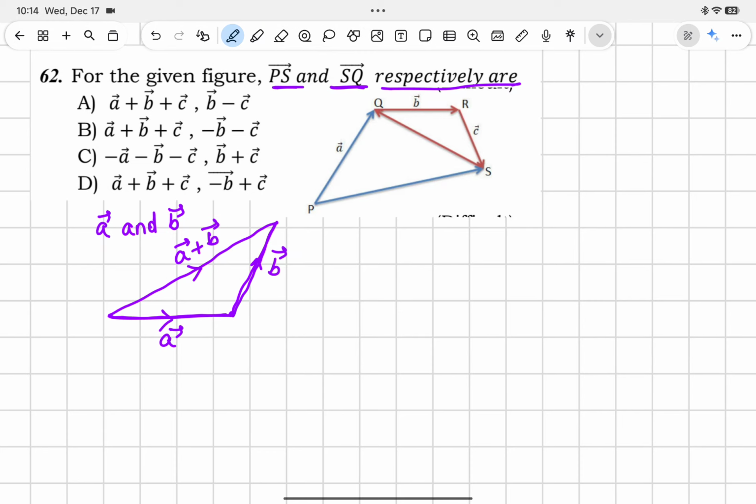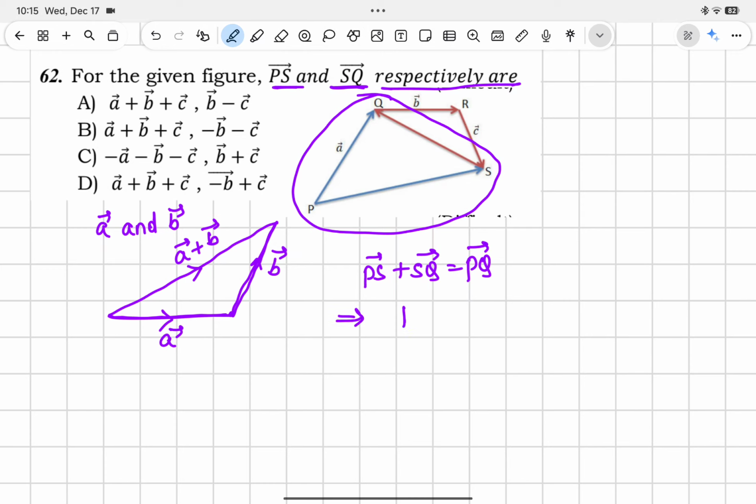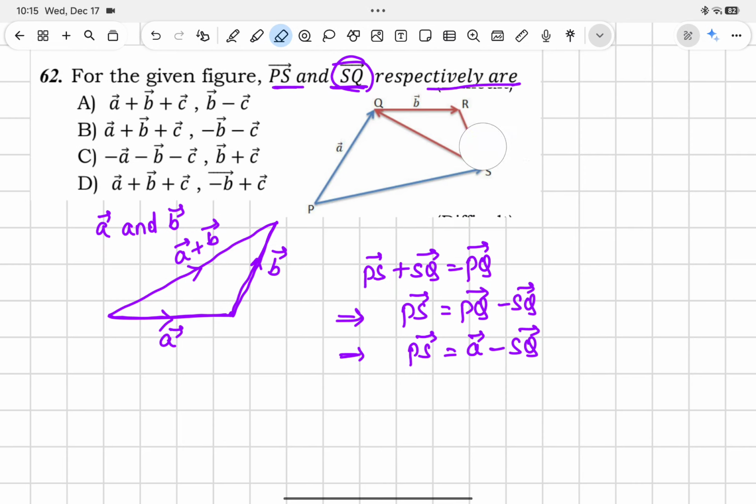Applying this triangle law of vector addition here first, we get vector PS plus vector SQ is equal to vector PQ. And from this I can write vector PS is equal to vector PQ minus vector SQ. And from this we can write vector PS is equal to vector A minus vector SQ. Next, to find vector PS, we actually need vector SQ. So first, let us find vector SQ, then substitute it in this vector PS, and we will get vector PS.